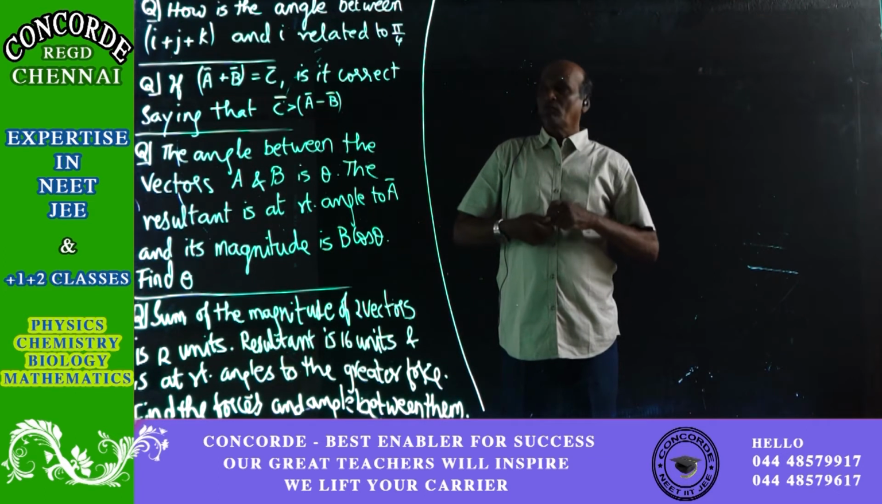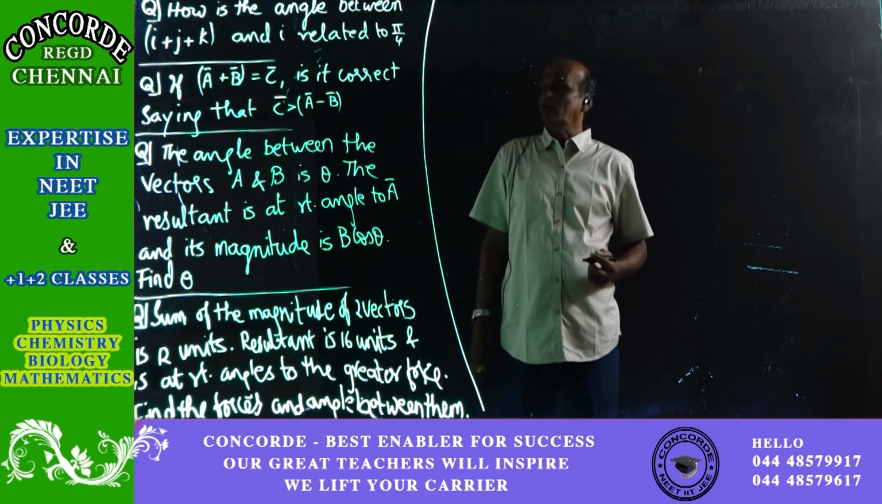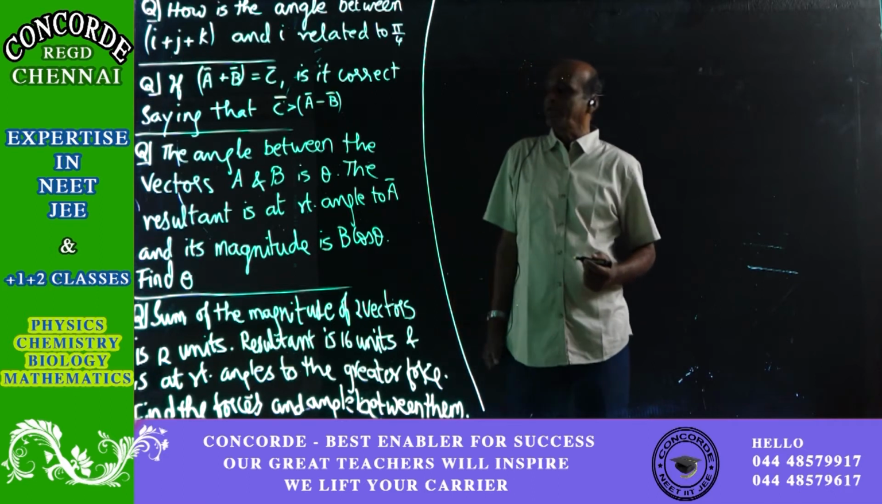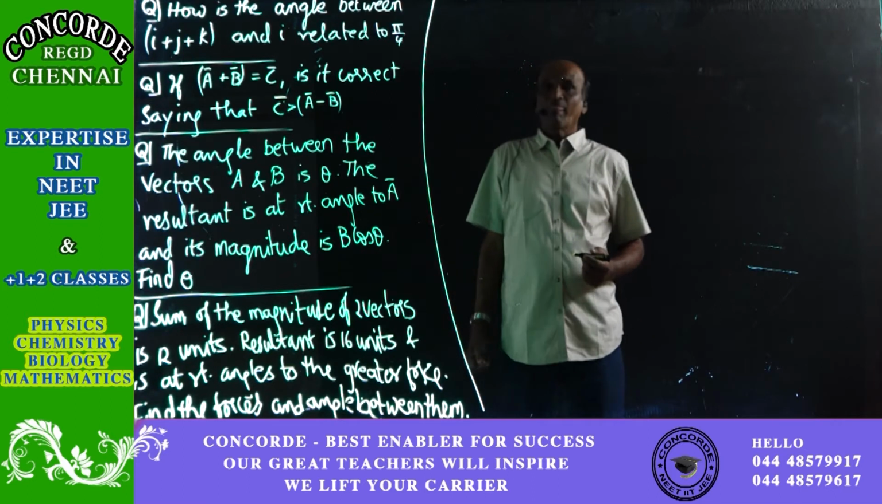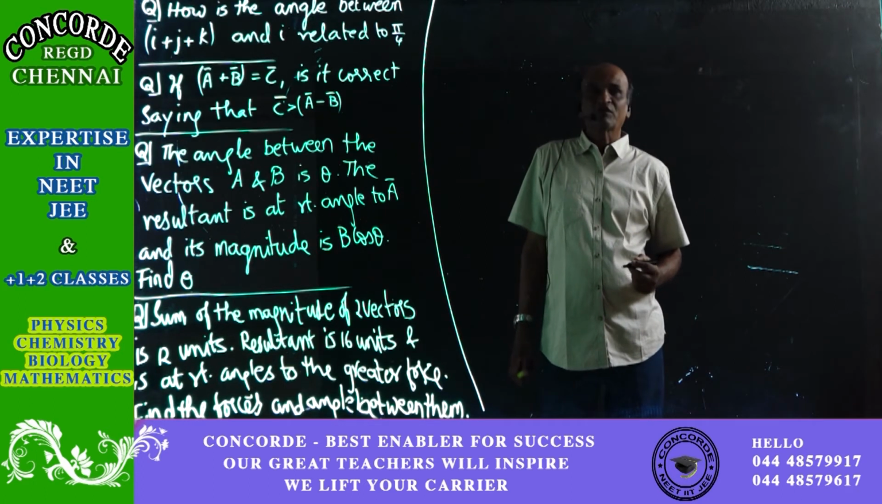Then, in the question, after what we have seen just now, we have got the angle between the vectors A and B as theta. The resultant is at right angles to A bar.